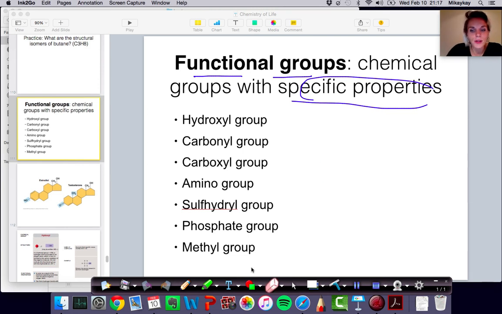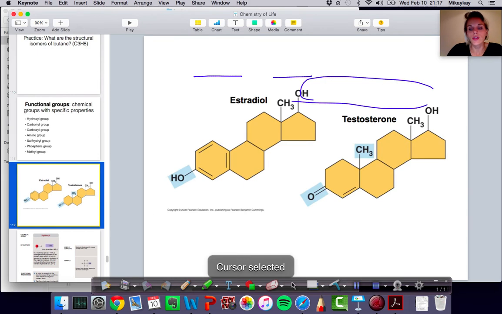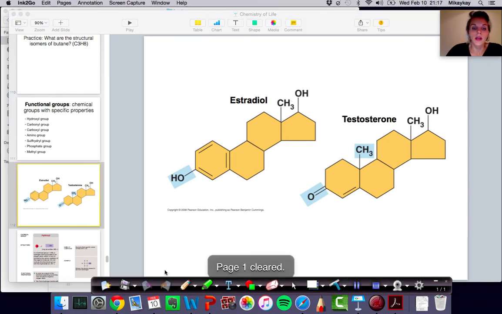So for example, we can look at testosterone and estrogen here, which are 2 really important sex hormones, right? Estrogen, or estradiol, sometimes this is called, is found in larger amounts in women. Testosterone, as you know, is found in larger amounts in men, although both men and women have both of these, right?